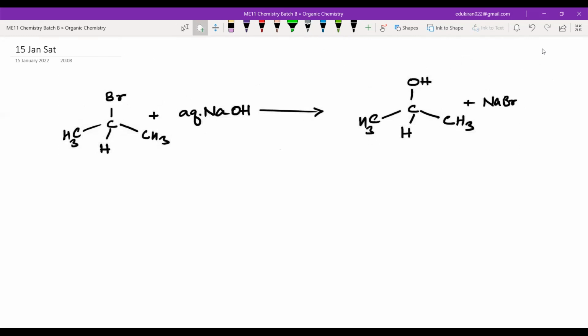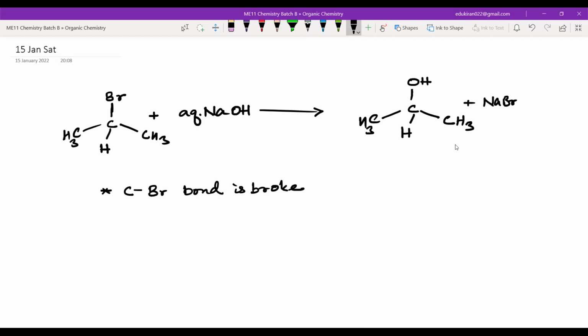Okay, now let us see what is happening here. So whenever we start some reaction, we start with what bonds are broken, right? Because first of all, the C-Br bond would have been broken, and then only the C-OH bond would have been formed. Yes or no? Yes, sir. So the first step would be the C-Br bond is broken, right?